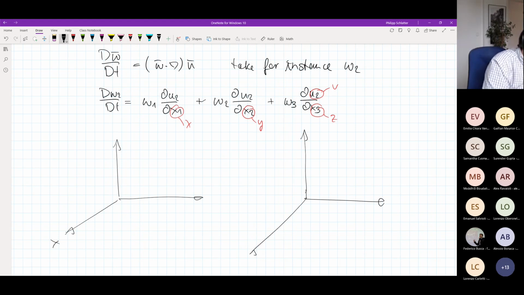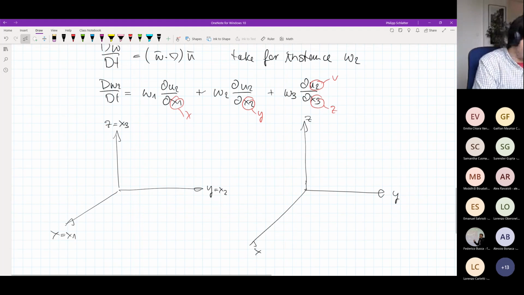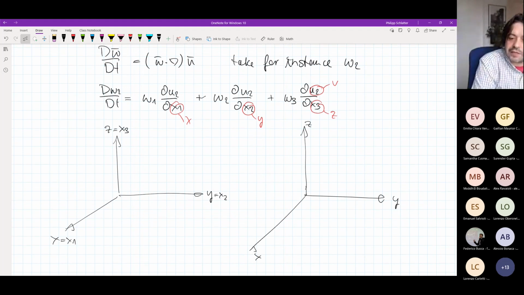So this would be the x direction, this would be the y direction, this would be the z direction. As I just said, this is x1, this is x2, this is x3. So again, x, y, and z. Now let's consider two different situations. The first situation is the middle term, which I would like to illustrate on this side here. And the last term I would like to illustrate in this coordinate system.